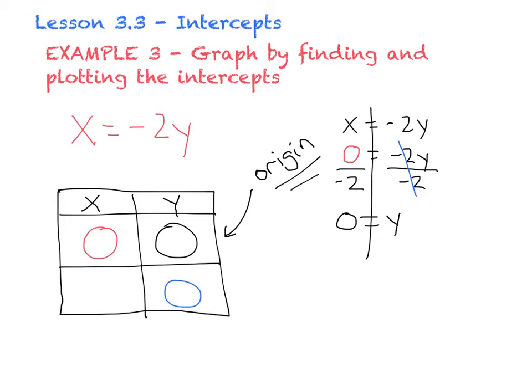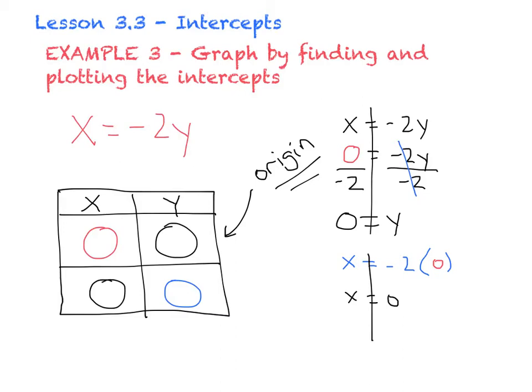So let's do one more. Let's do our last one. Let's substitute in 0 for y this time. We get x equals negative 2 times 0. And we are practically done. x equals negative 2 times 0 is 0. So let's fill in our table.